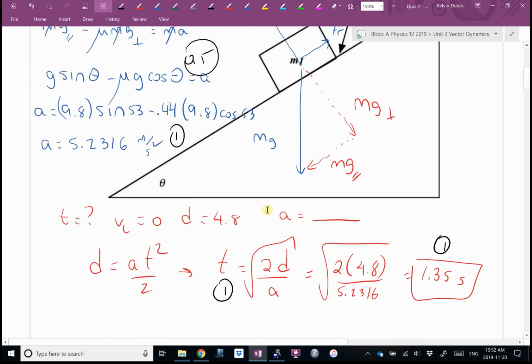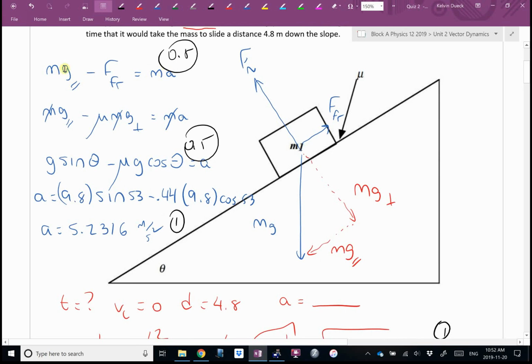What if instead of going down the hill, I was sliding up the hill? How would this first equation change? Which would change in my free body diagram? Friction would be pointing down the hill. And so I would have winner plus winner, not winner minus loser. It would be mg parallel plus friction equals ma.